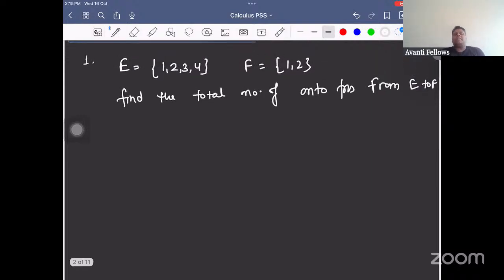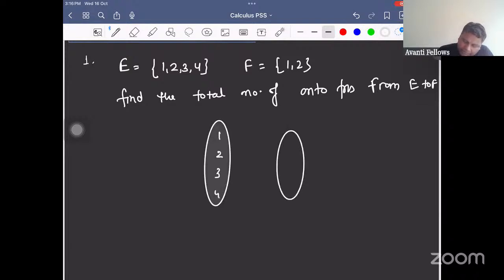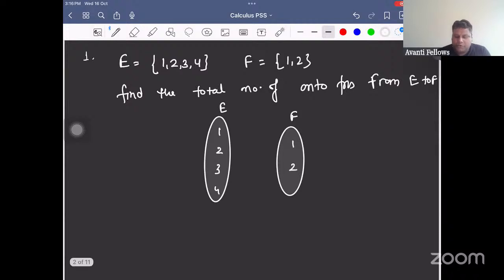Onto functions are those where the range of the function should be equal to the codomain of the function. This is E, that is 1, 2, 3, 4. This is F, which is 1, 2. The codomain is 1, 2, and you want the range also as 1, 2. That means there should not be any blank element in set F.